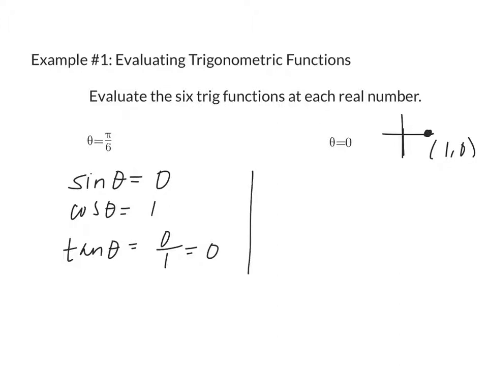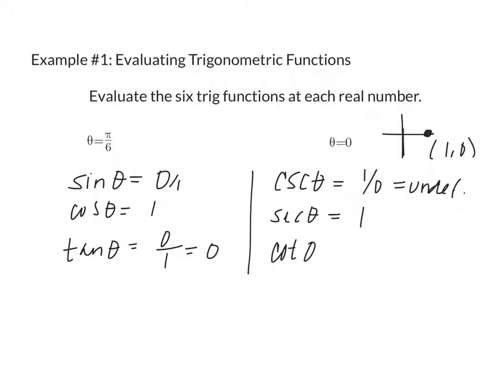Okay, find the reciprocal functions. Sine matches with cosecant. So cosecant theta would be, well, originally this is technically like 0 over 1, right? So if I try to do 1 over 0, there is no cosecant because it's undefined. Secant theta is the reciprocal of cosine theta. The reciprocal of 1 is just 1. And then cotangent theta, which is the reciprocal of tangent theta. Remember, it was already 0 over 1, so again, it becomes 1 over 0, which is also undefined.